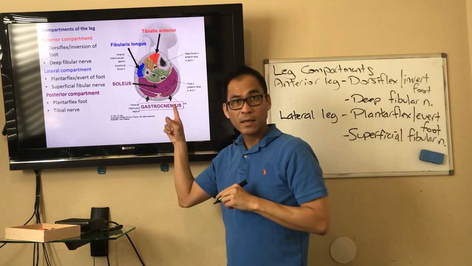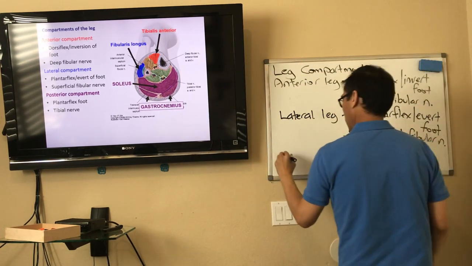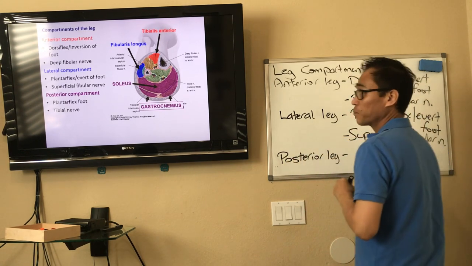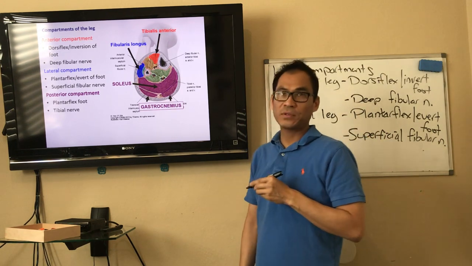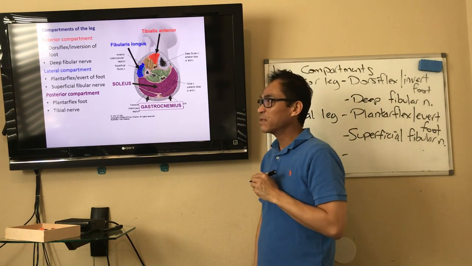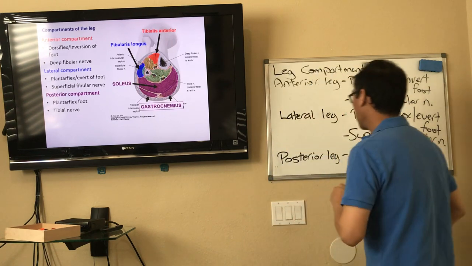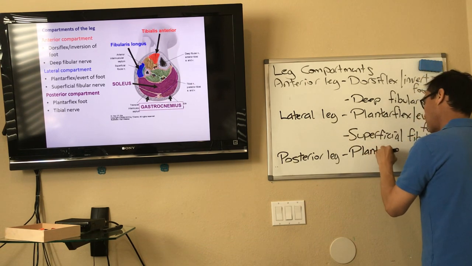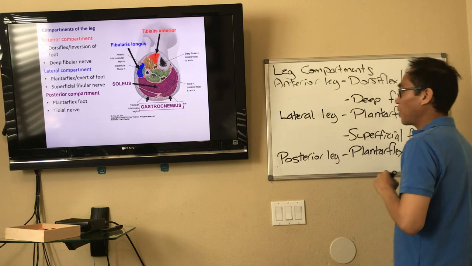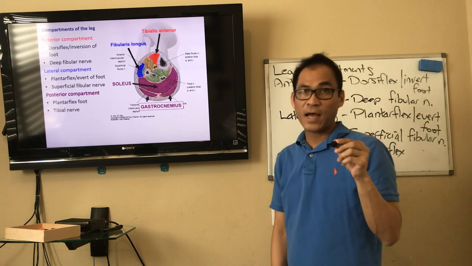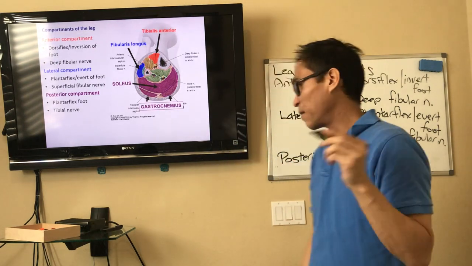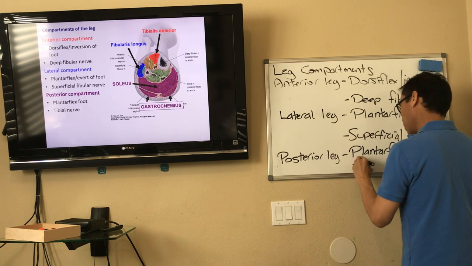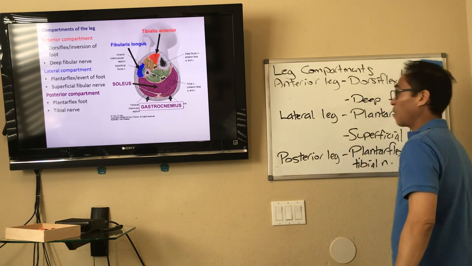In the posterior leg, big calf muscles, those are your powerful plantar flexors, like when you're jumping and running. Plantar flex and the innervation, tibial nerve. So we're talking about the ankle joint now. When you say plantar flex, dorsiflex, invert, evert foot, think of ankle. So plantar flex. Innervation, tibial nerve. All right.